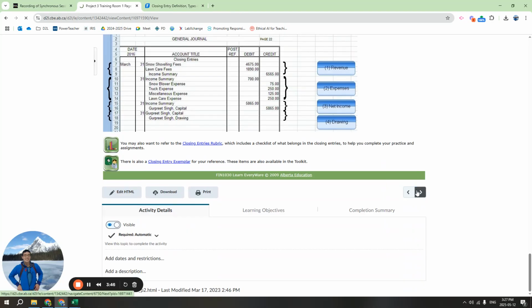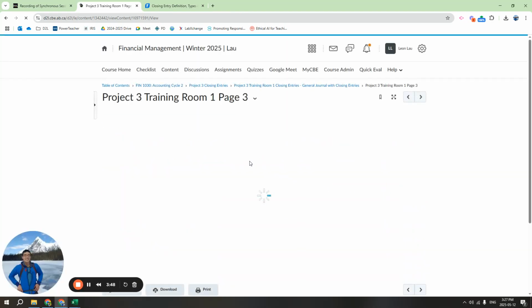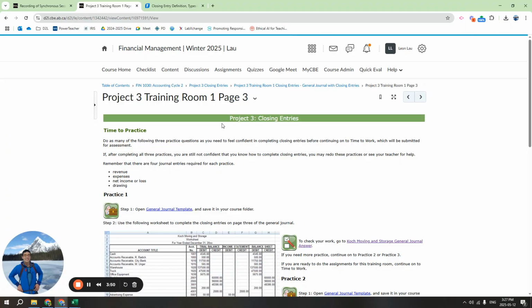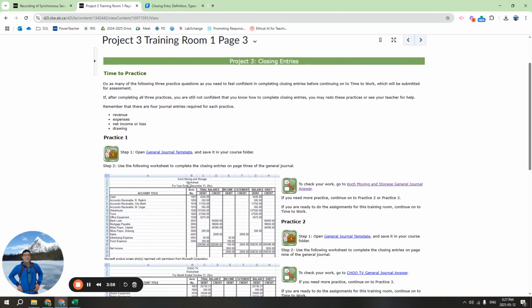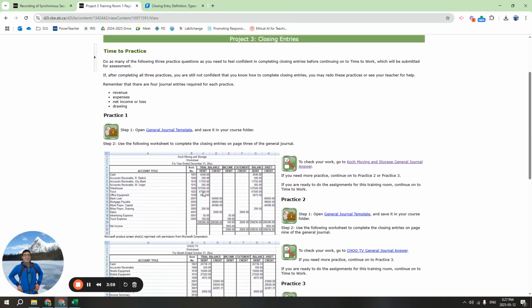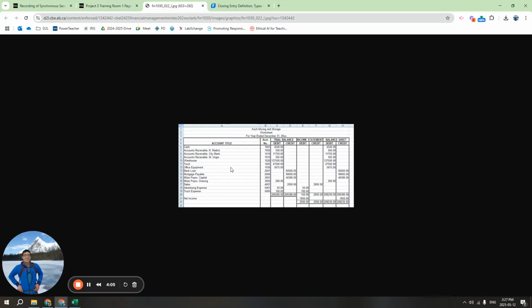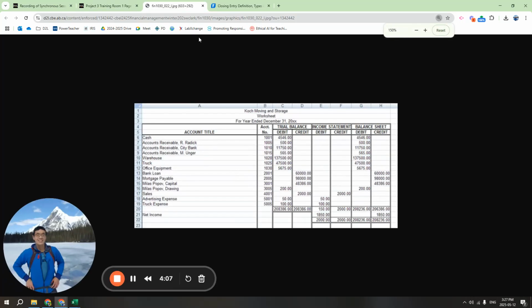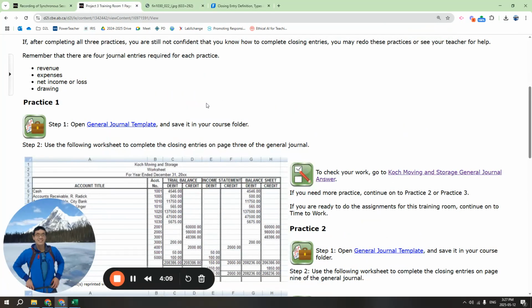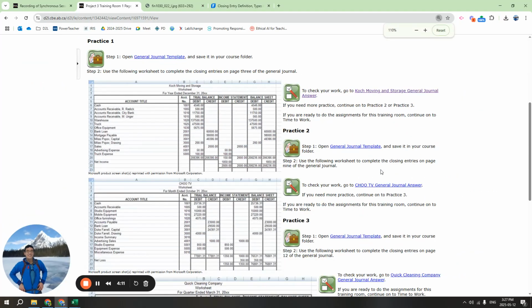All right, so let's begin by looking at the practice on Project 3, Training Room 1, page 3. We are going to look at cost, moving, and storage. We're given this worksheet here. It's a little bit small. Let's see if we can make it bigger. Not really.